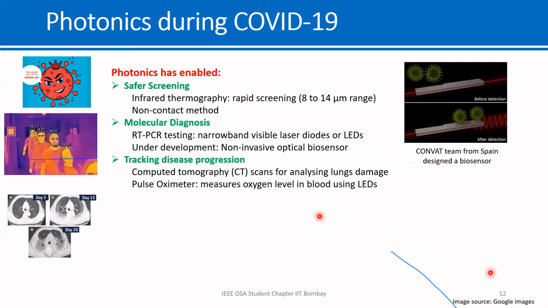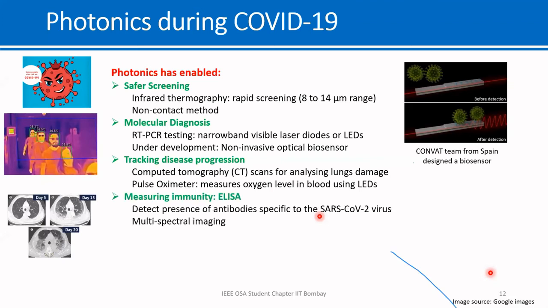In addition to that, pulse oximeters are also used to measure the oxygen level in blood, about which I had mentioned previously. In addition to all the testing, it is also required to detect the presence of antibodies in the body in relation to the SARS-CoV-2 virus. And that is done using this method called ELISA, which also involves multispectral imaging.